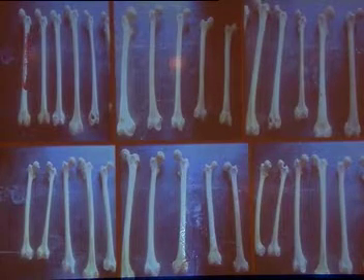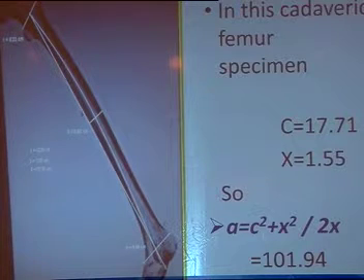Now these are the photos of some cadaver femurs that I got from the Department of Anatomy, and these are the implants. I have grossly compared the curvature of the femur with the interlocking nails. Then I took these bones to the radiology department and measured the 3 points. In this particular specimen, C, the perpendicular drawn from the curved line to the straighter line, is 17.71. Sorry, X is equal to 1.55 and C is equal to 17.71. So finally the radius of curvature of the femur was found to be 101.94.